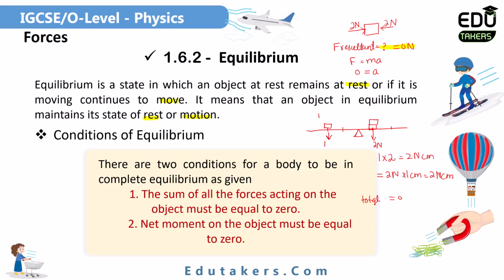If only one condition is satisfied, the body is not completely in equilibrium. So I can simply say that for a body to be in complete equilibrium, both of these conditions have to be satisfied. So let's see here. There are two conditions for a body to be in complete equilibrium as given. First is that the sum of all the forces acting on the object must be equal to 0. The net moment on the object must be equal to 0.